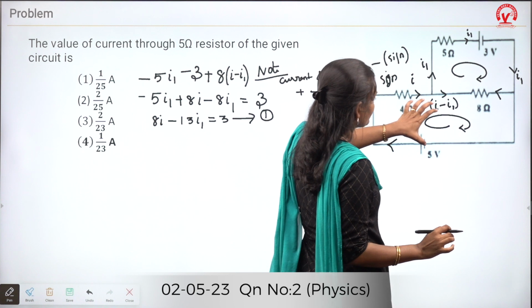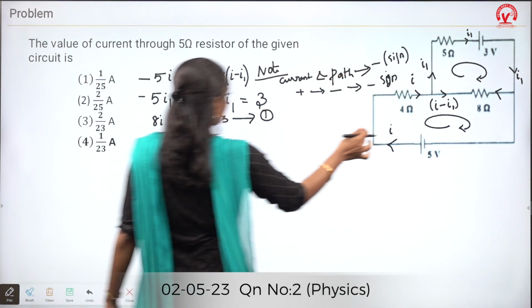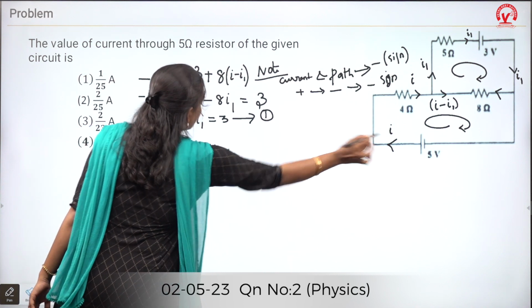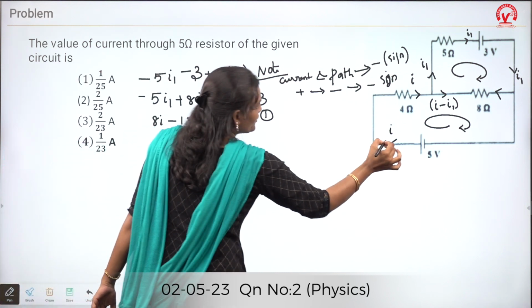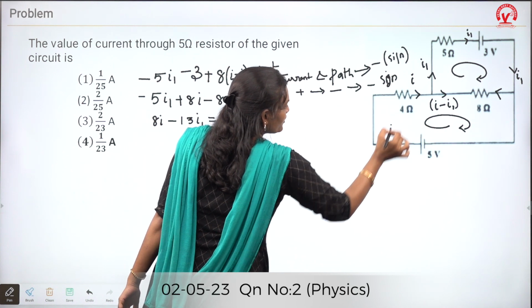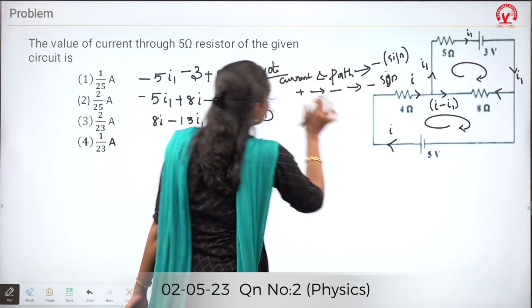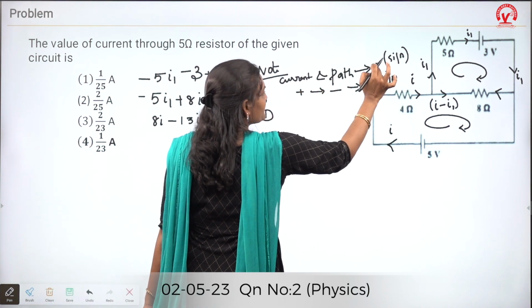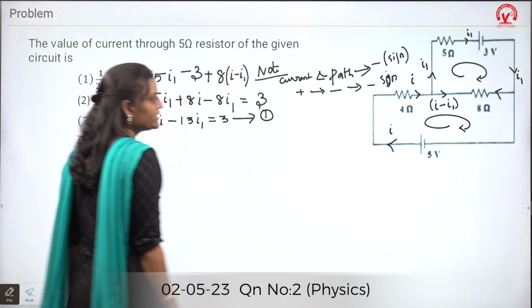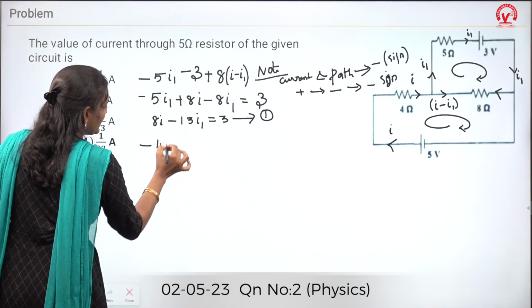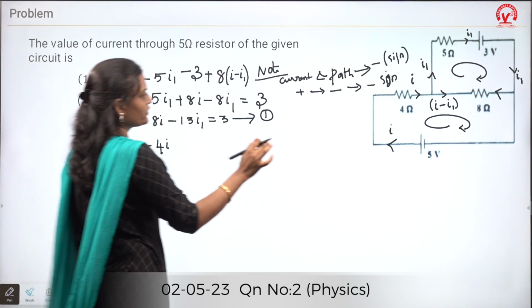Now we are going to go for the next loop. Now we are going to see how much current is flowing in this loop. I amount of current is flowing in the path direction through the 4 ohm, the same path direction. So the current and path are in the same direction, so we represent the sign as a negative sign. So here minus 4I amount of current is flowing.